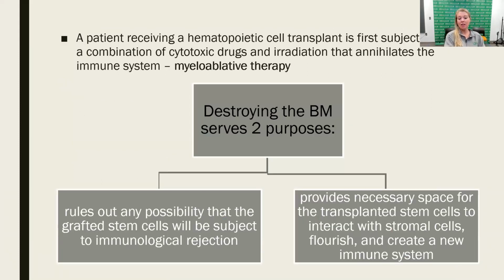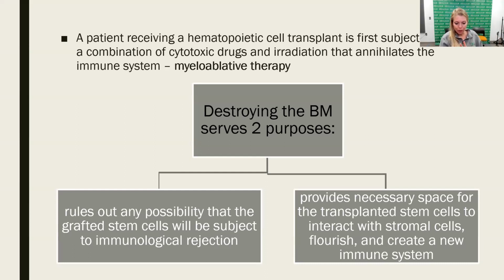The patient receiving the bone marrow transplant first has to have their current immune system completely annihilated, completely removed. We call this myeloablative therapy. The entire bone marrow is wiped out with chemotherapeutic drugs. By doing this, it's going to serve two purposes. Number one, it's going to completely remove the chance that the recipient's immune system will attack the graft. You totally take out the entire immune system, so there's not going to be any immunity to fight off the graft.